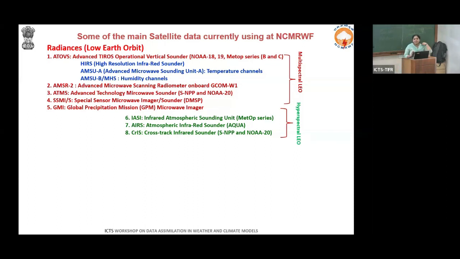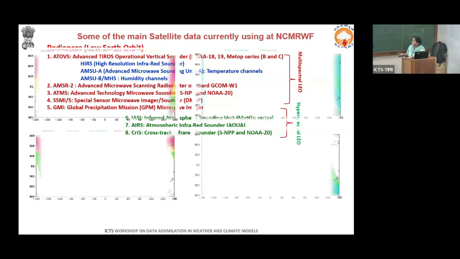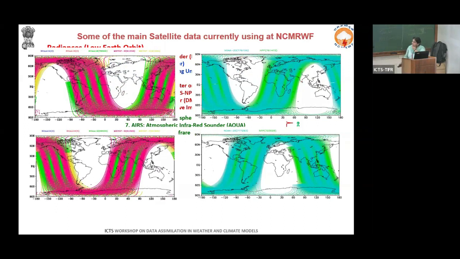So the same satellite carries many payloads. It is not like one payload, but there are many payloads like hyperspectral, multispectral, then the scatterometer, multiple payloads will be there. So if you see the coverage of the data, this is the coverage of the satellite radiances from the multispectral and the hyperspectral data that we are receiving at NCMRWF.